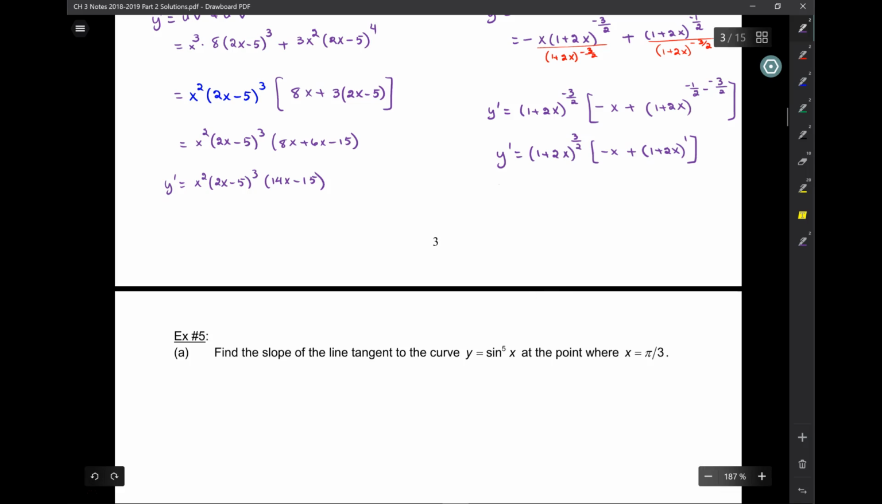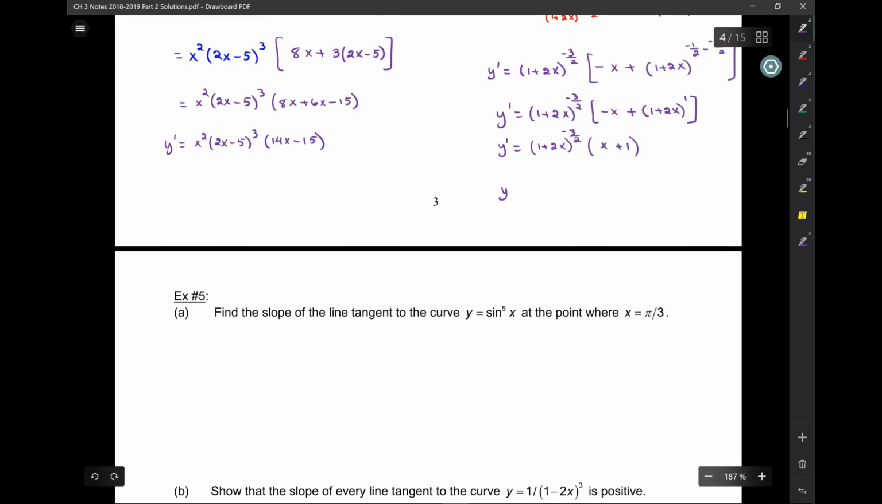Okay, so finally I have y prime equal to 1 plus 2x to the 3 over 2 times, what do I have here? Negative x plus 2x, huh? Yes. Negative x plus 2x is x plus 1. Okay, this means we don't like negatives, remember? We don't like negative exponents. It's x plus 1 over 1 plus 2x to the 3 over 2.